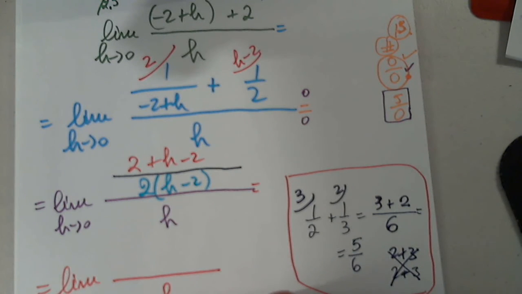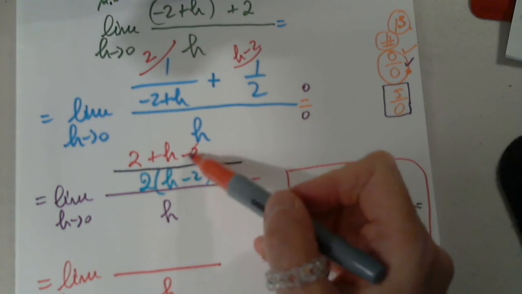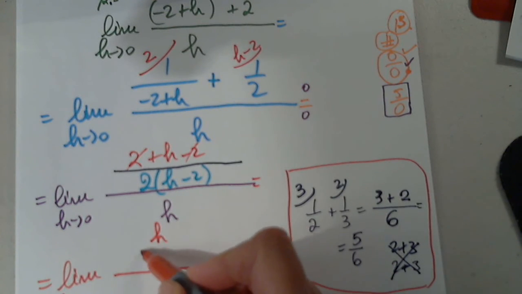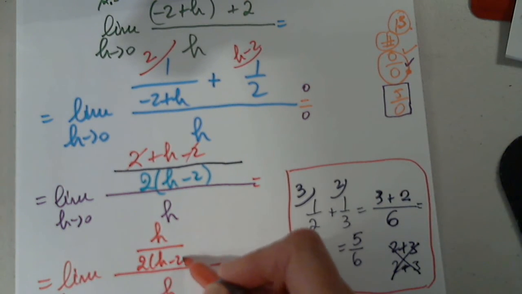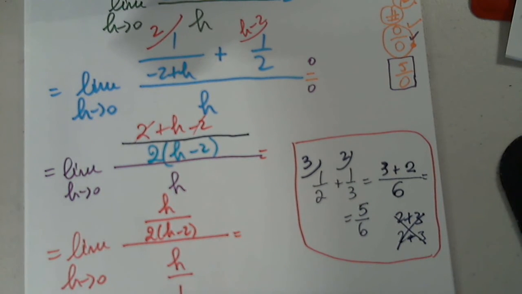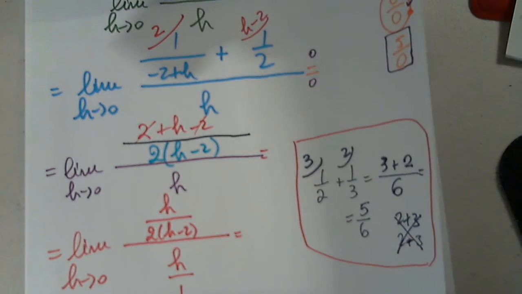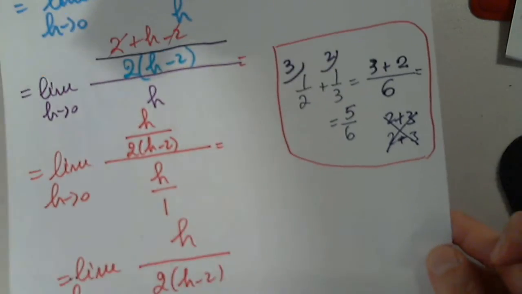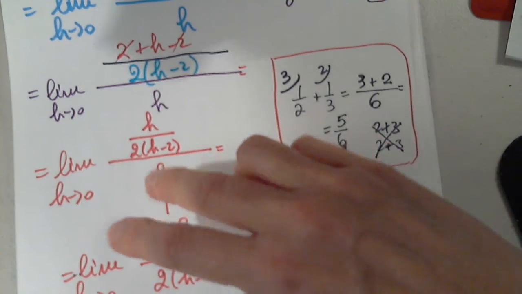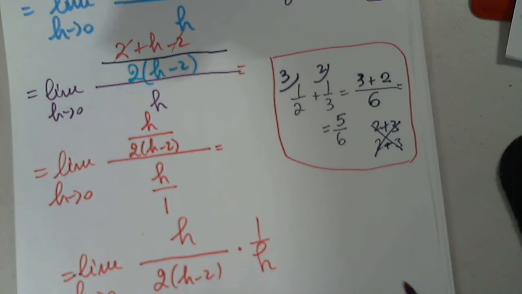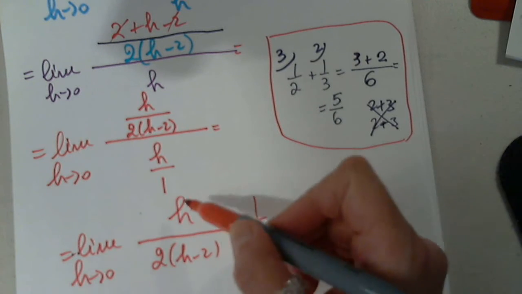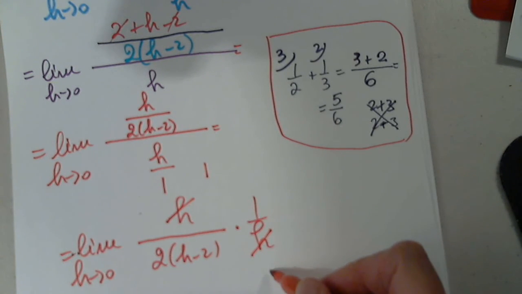The denominator can be written as h over 1. These two go away. So then the numerator is h over 2 times h minus 2. So then the limit, as h approaches 0, of h over 2 times h minus 2, multiplied by 1 over h. h divided by h cancels. So therefore the limit is, and now you can plug it in again.